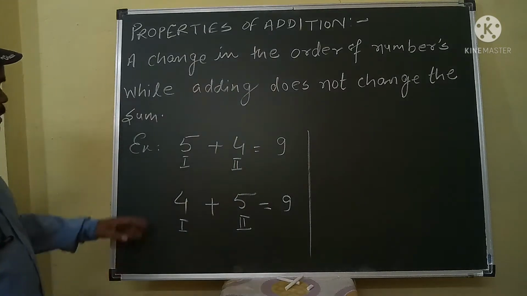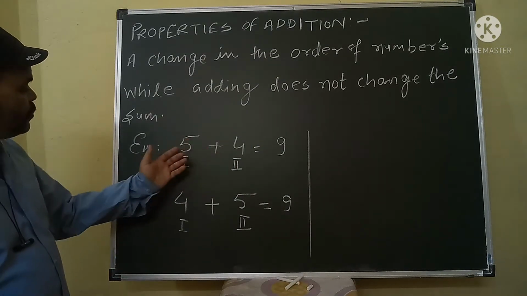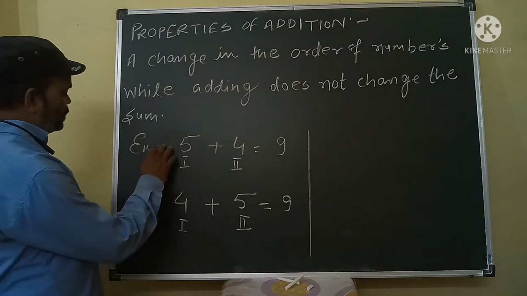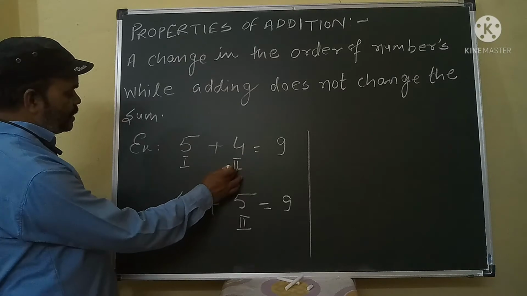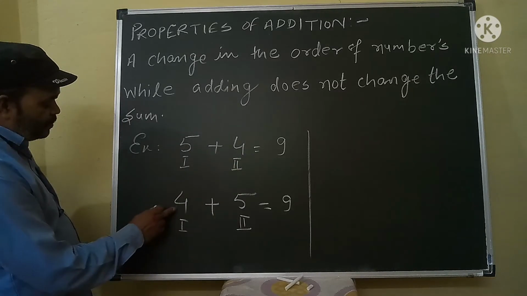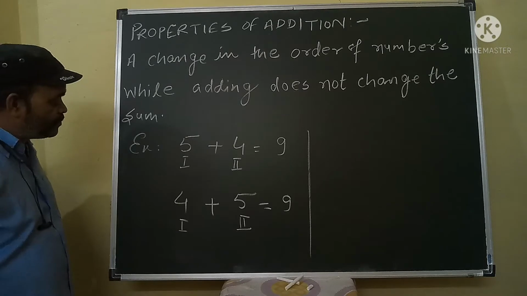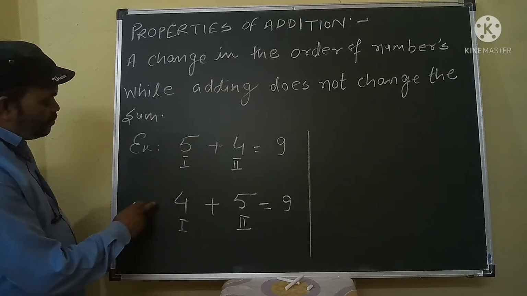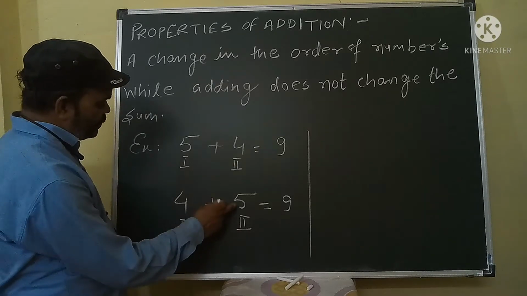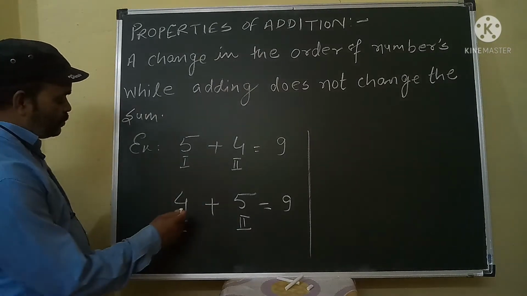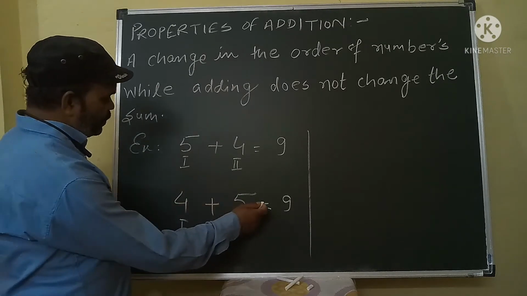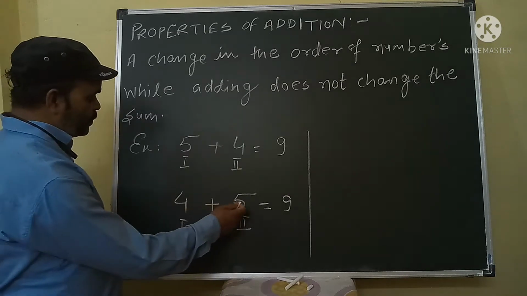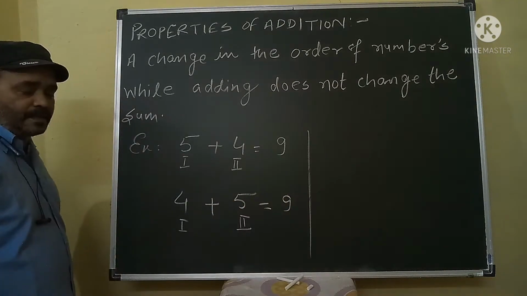In the second case, if you change the order of these two numbers, as you are looking, in the first example 4 is in second place, but in the second example 4 is in first place. In the first example 5 is in first place, but in the second example 5 is in second place. So the sum of 4 plus 5 will give you 9.